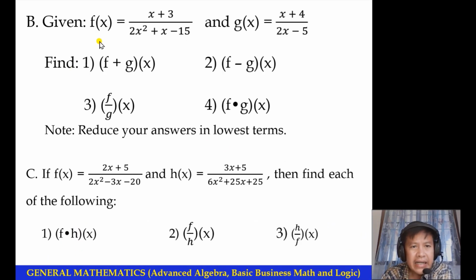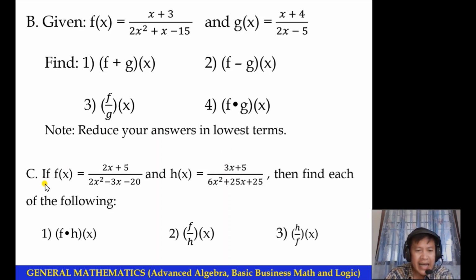Letter B. Given f of x is equal to x plus 3 all over 2x squared plus x minus 15, and g of x is equal to x plus 4 all over 2x minus 5. Number 1, f plus g of x. Number 2, f minus g of x. Number 3, f divided by g of x. Number 4, f times g of x. Take note, you're going to reduce your answers to lowest terms.